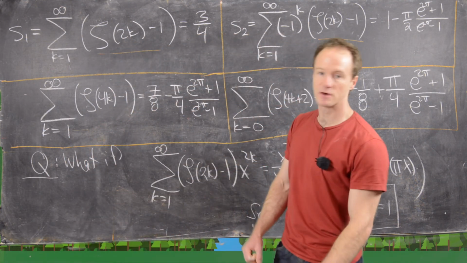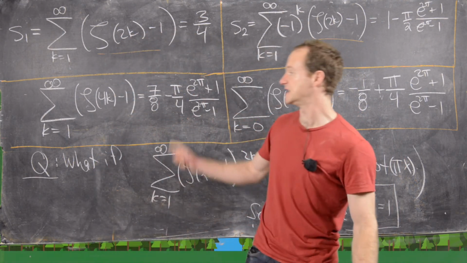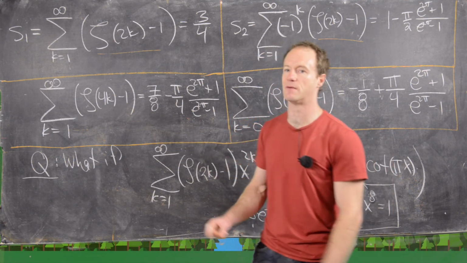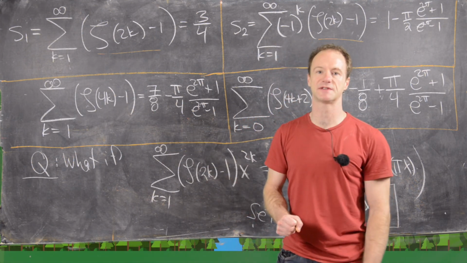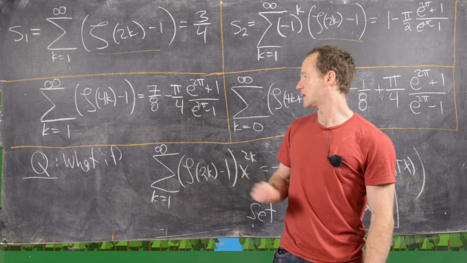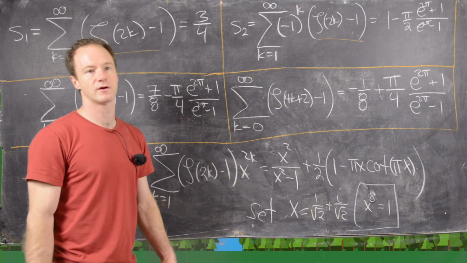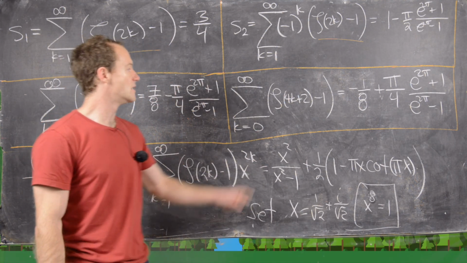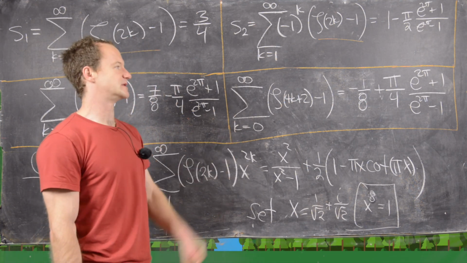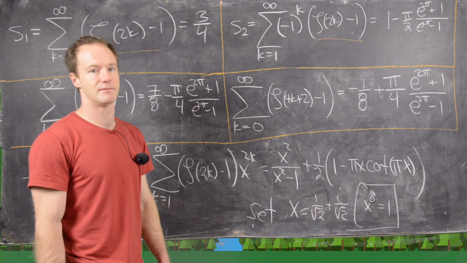Then we put those together in a symmetric way and an anti-symmetric way to get these two sums. So the sum k equals 1 to infinity of zeta of 4k minus 1 is 7/8 minus pi over 4 times e to the 2 pi plus 1 over e to the 2 pi minus 1. And then here we have the sum of zeta of 4k plus 2 minus 1 is minus 1/8 plus pi over 4 times this quantity, e to the 2 pi plus 1 over e to the 2 pi minus 1.